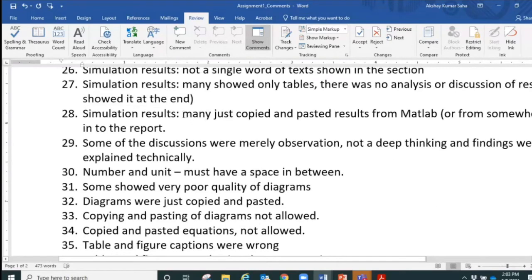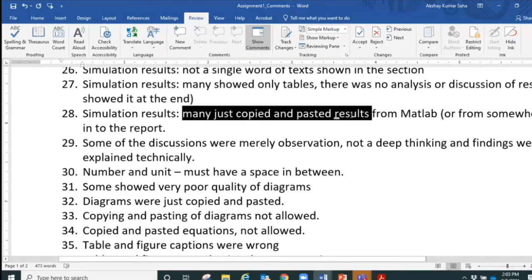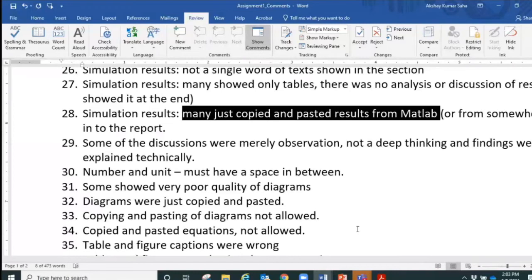Then in simulation results, I also found that some just copied and pasted results from MATLAB. It's not acceptable. If it's a tabular form, create a table. Some of you did create a table and put them, which is good, but they were also lacking any sort of analysis or discussion. That's why the marks were lost.